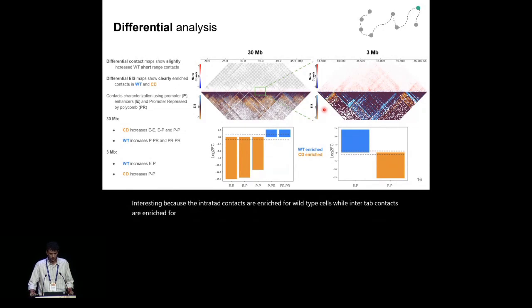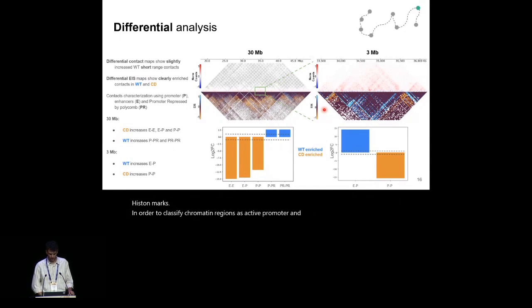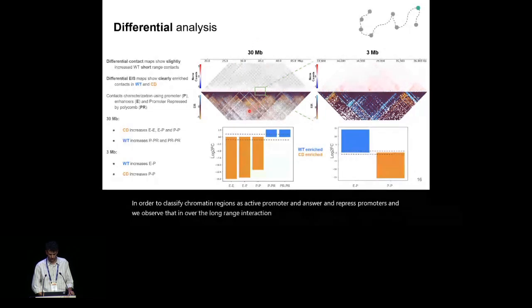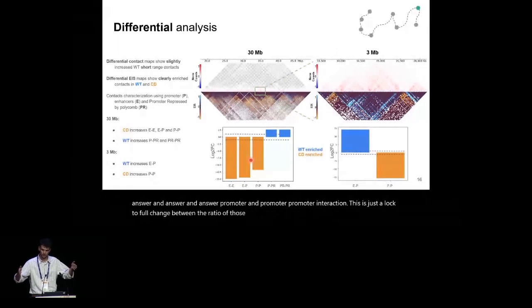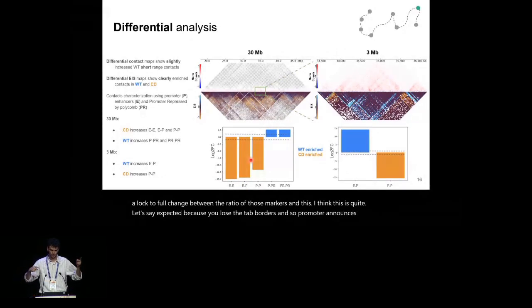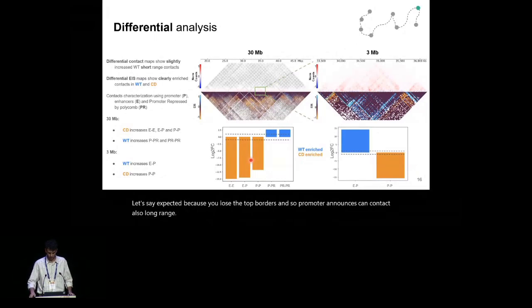Then we took advantage of ChIP-seq data, which mark histone marks, in order to classify chromatin regions as active promoter, enhancer, and repressed promoters. And we observed that over the long-range interactions, so the 30 megabase region, usually you lose enhancer-enhancer, enhancer-promoter, and promoter-promoter interactions. This is just a log2-fold change between the ratio of those markers. And this, I think, is quite expected, because you lose the TAD borders, and so promoters and enhancers can also contact long-range, with the longer-range interactions.